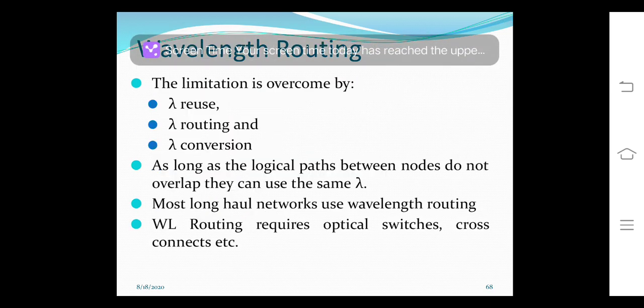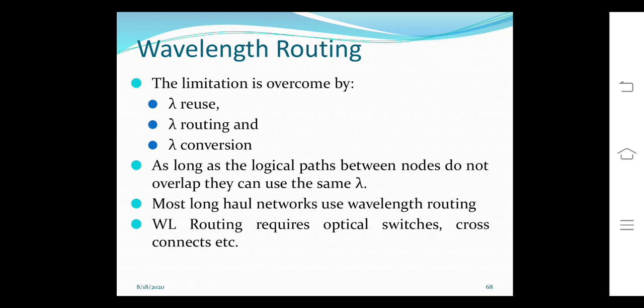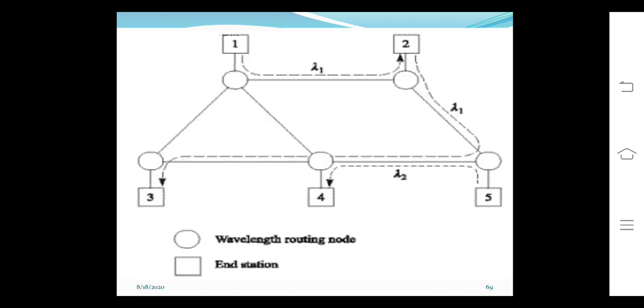So the limitation in wavelengths is overcome by wavelength reusing, wavelength routing, and wavelength conversion, that is lambda reuse, lambda routing, and lambda conversion. As long as the logical paths between the nodes do not overlap, they can use the same wavelength. Most long haul networks use wavelength routing, and wavelength routing requires optical switches, cross connects, etc.